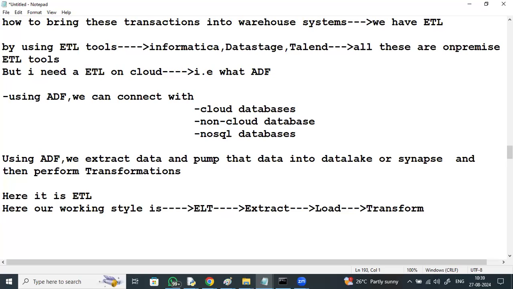So generally, ELT for huge data, from different branches, from different sources. We just pull it and first load it. Later you apply business logic and transform it for huge volumes.